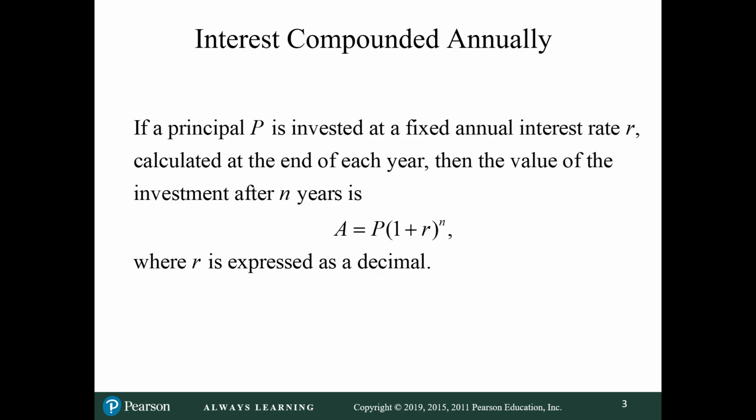Okay. Interest compounded annually. If principal is invested at a fixed interest rate and calculated at the end of the year, the face value after n number of years follows this formula. Amount equals the principal times 1 plus the rate to the time power. N is time in years. So that is like other exponential functions that you've had this chapter. So that shouldn't be anything too scary. So compounded annually, that's 1 time per year.